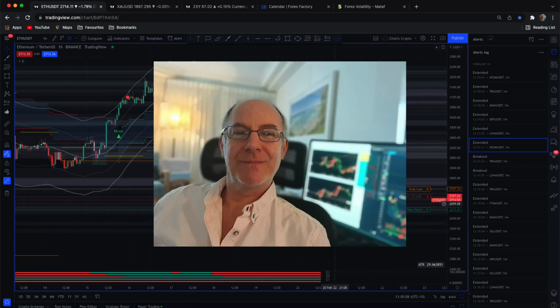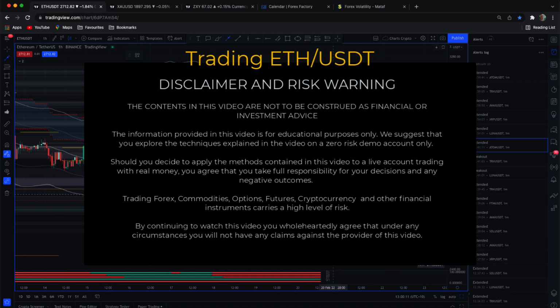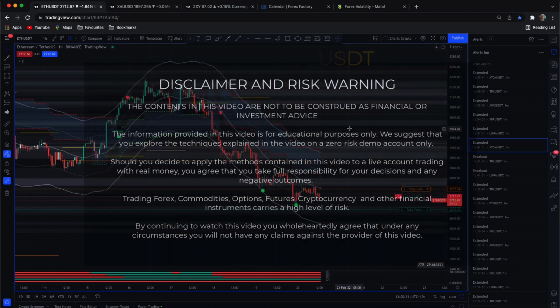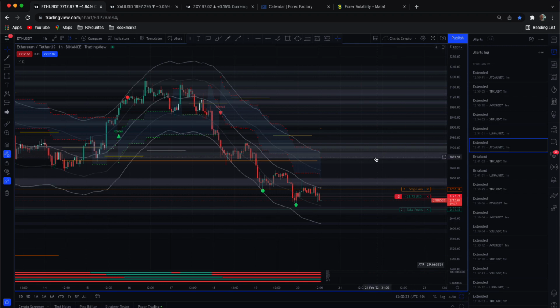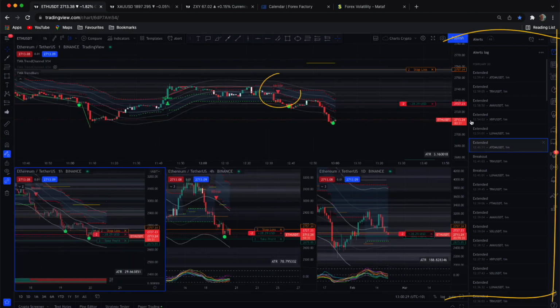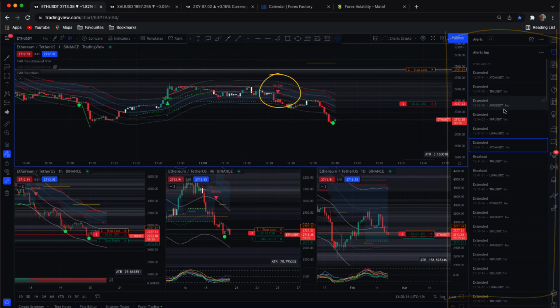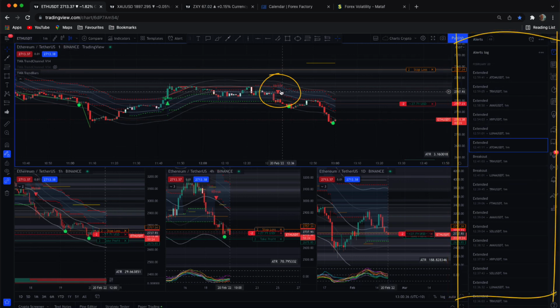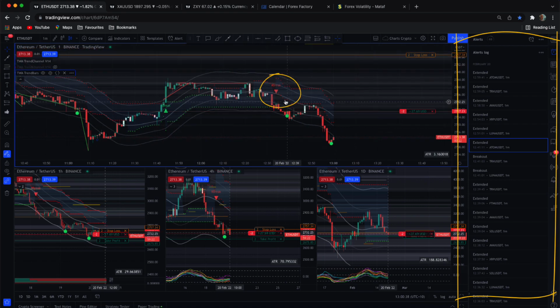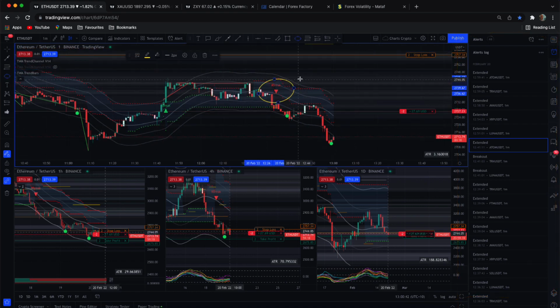What I want to do with the video is show you how to find high probability trade setups and essentially how to trade successfully. We had the alert fired, it was on the 1 minute chart, Ethereum USD, and we had an alert down here. It was this breakout alert, basically, that fired and that brought me into the chart.